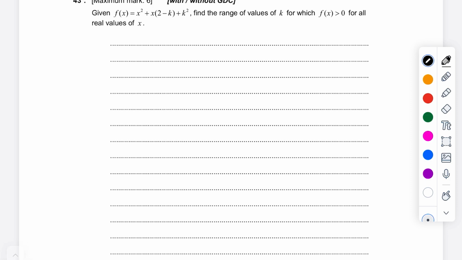Question number 43. F of x is given. Find the range of values of k for which f of x is positive for all real values of x.